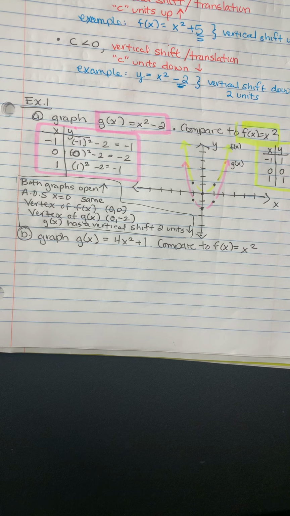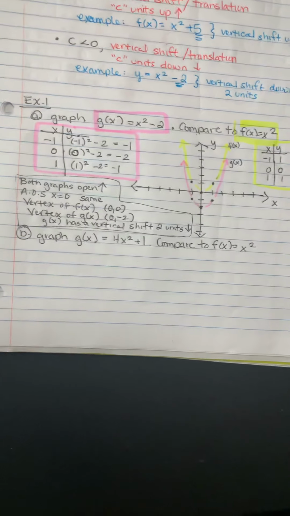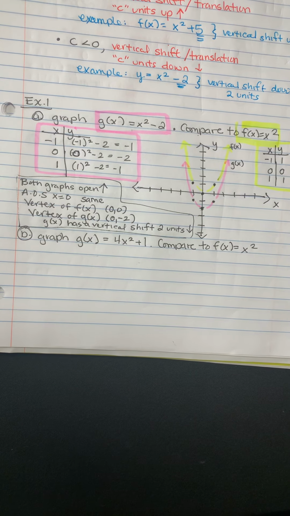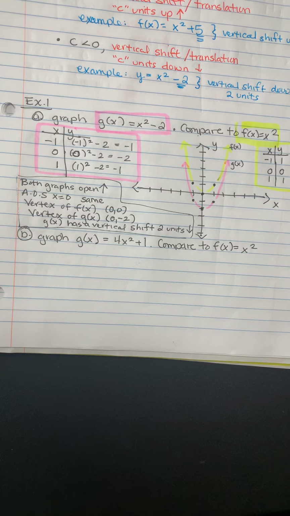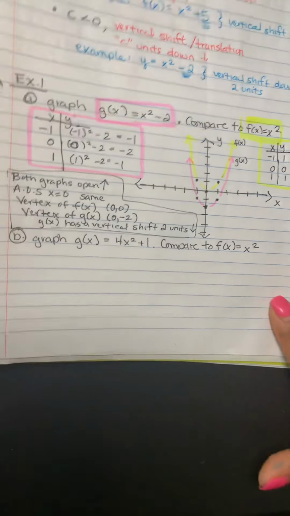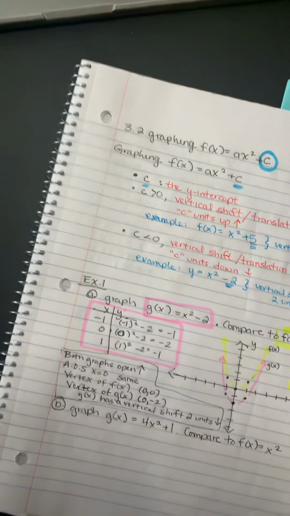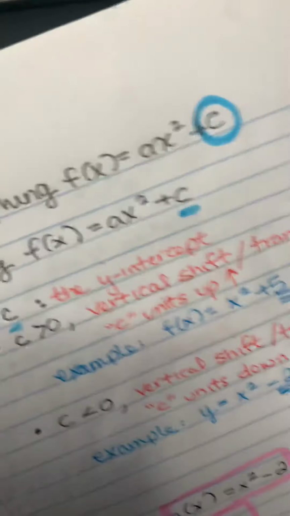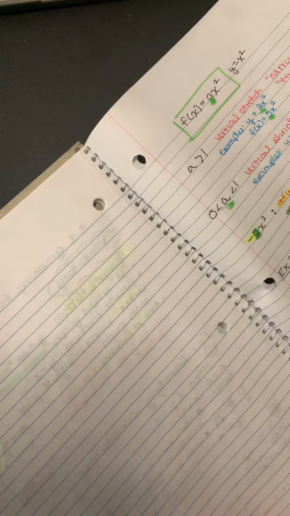Graph g of x equals 4x squared plus 1. Compare it to f of x equals x squared. Remember, students, that if a is greater than 1, then we know that, well, you know what? I forgot. If you forgot, go back to your notes. I really didn't forget, but I want to show you something. Say if you did forget, this is why we take notes. Let me go check and see what we wrote down.